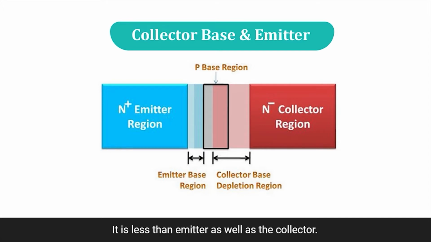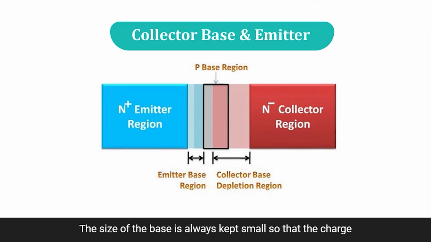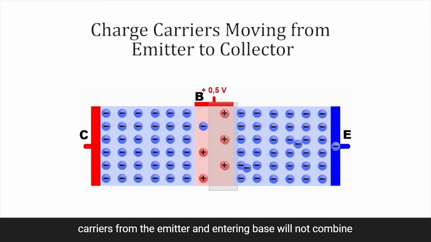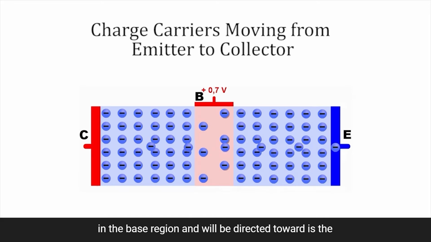It is less than the emitter as well as the collector. The size of the base is always kept small so that the charge carriers from the emitter entering the base will not recombine in the base region and will be directed towards the collector region.